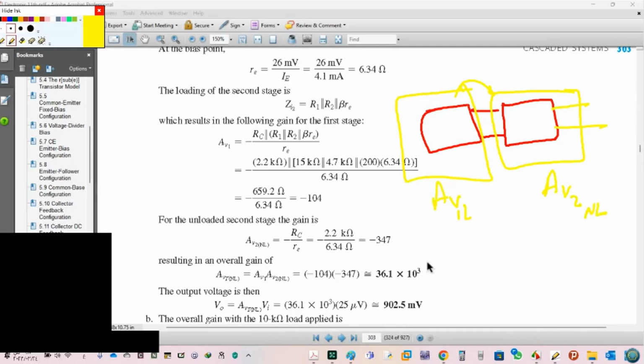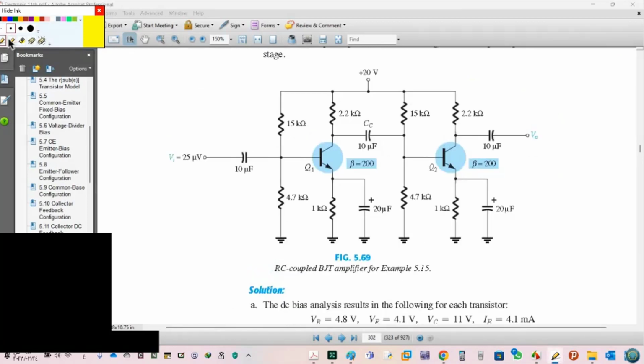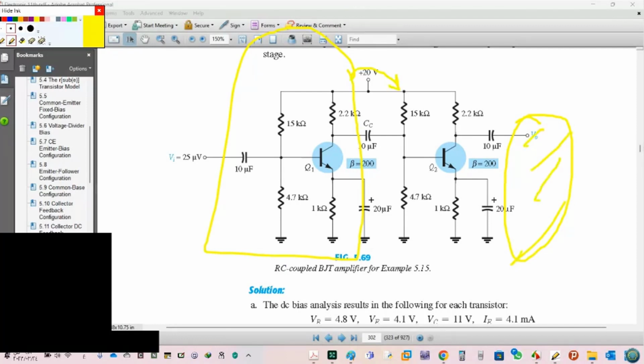Got why? So AV1 loaded. For the second one, it's AV2 no load, because we don't have any load. You can return to the graph to check. Here, do you have any load? No. First one, yes, we have a load. The load is this one. Here we don't have any. So this is AV1 loaded, and the second stage is AV2 no load. Clear?